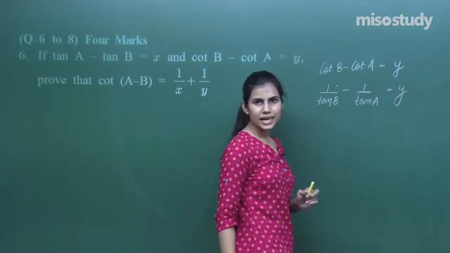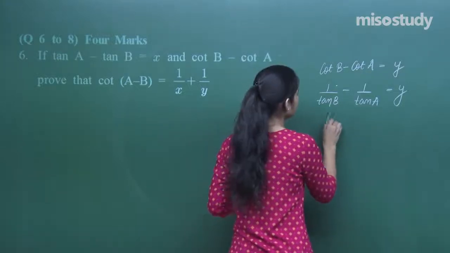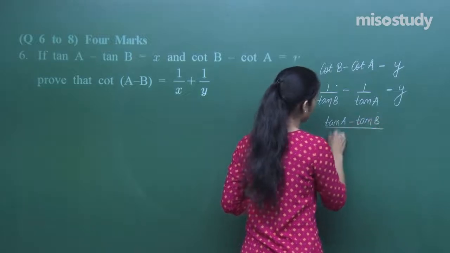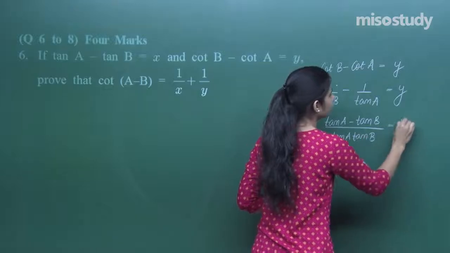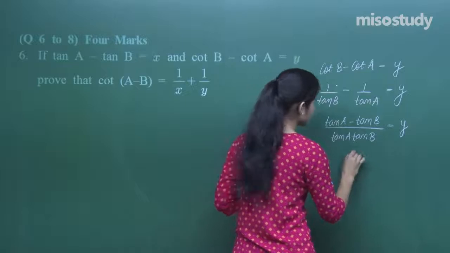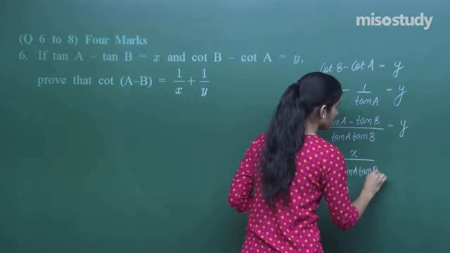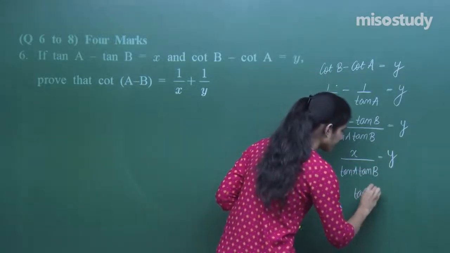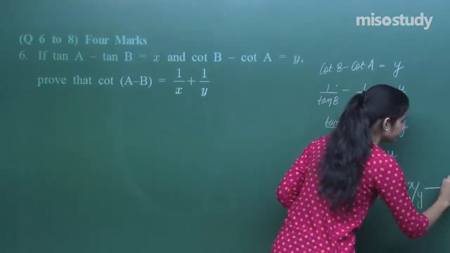See, if you are comfortable with tan, which most of us are, just convert everything in terms of tan because it is possible. This gives you tan A minus tan B upon tan A tan B equal to y, right? Tan A minus tan B is given to me as x, so x upon tan A tan B is equal to y. This means tan A tan B is equal to x upon y.